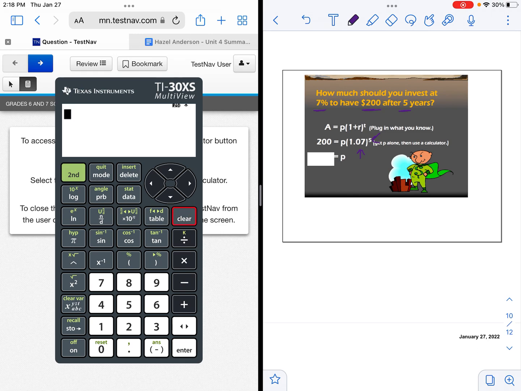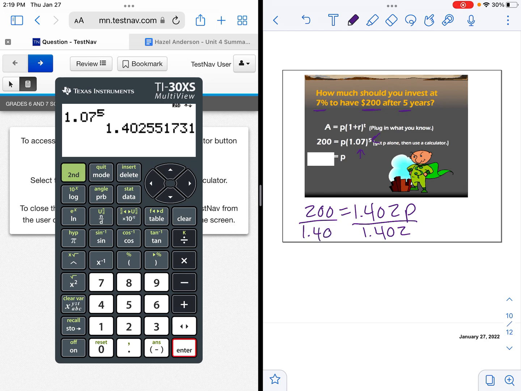I'm just going to clear this out. So I can take that 1.07 and raise it to the 5th. So I now have, I'm just going to move down here, I now have 200 is equal to 1.402 blah, blah, blah times P. I'm going to leave that in my calculator because I had to cut it off, but now I'm going to divide both sides by that, right? So this is just inverse operations. We've been doing this for a while.